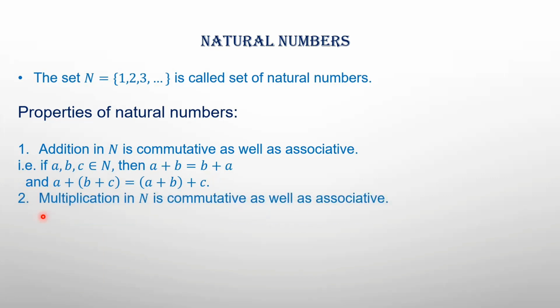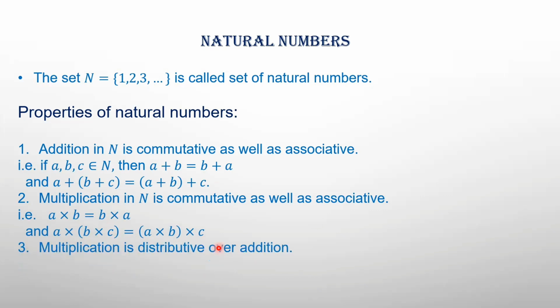Second property: multiplication in N is commutative as well as associative. That is, A into B is equal to B into A, where A, B belong to natural numbers, and A into (B into C) is equal to (A into B) into C, where A, B, C belong to natural numbers. That means addition as well as multiplication in natural numbers is commutative as well as associative.